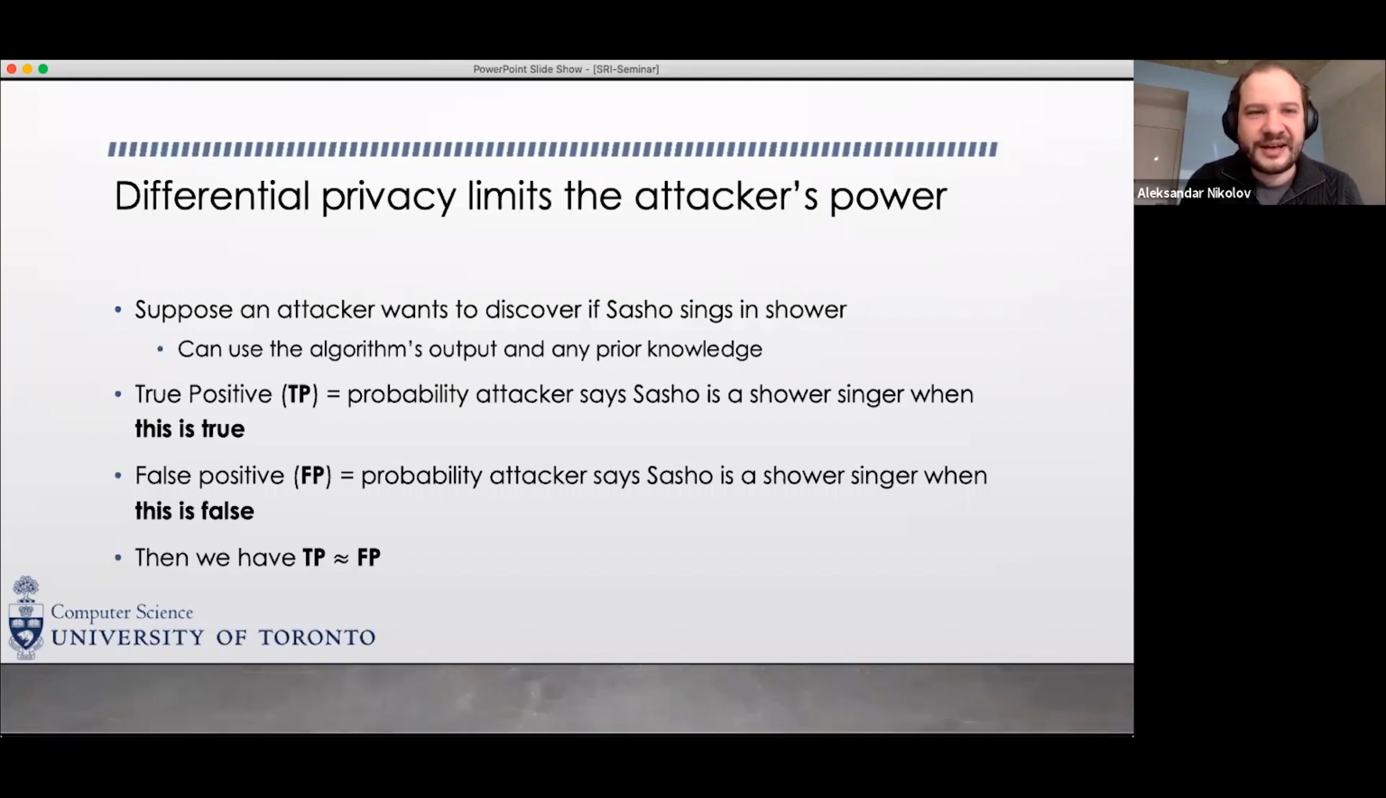So basically, an attacker who has a high true positive rate will almost always just say that everyone is a shower singer. In that sense, it's like a useless attacker. Okay, this is the kind of thing that differential privacy guarantees.